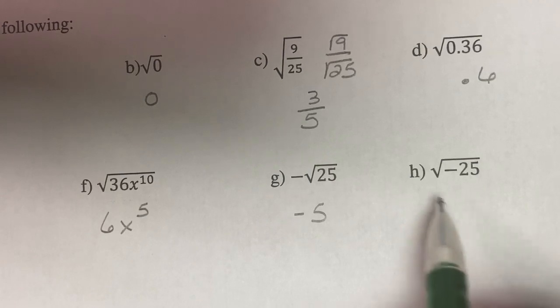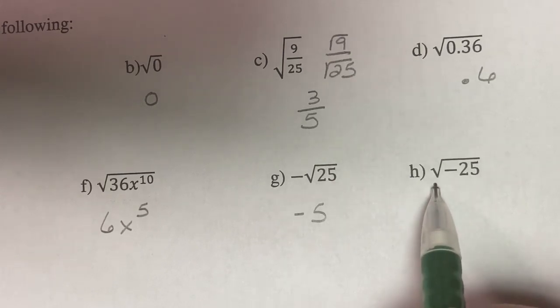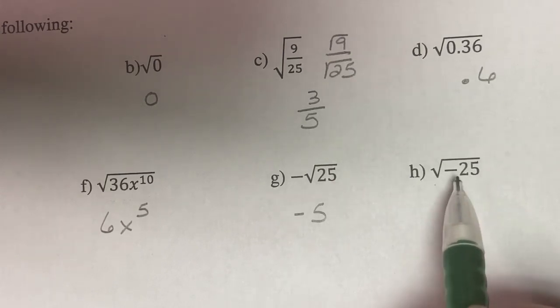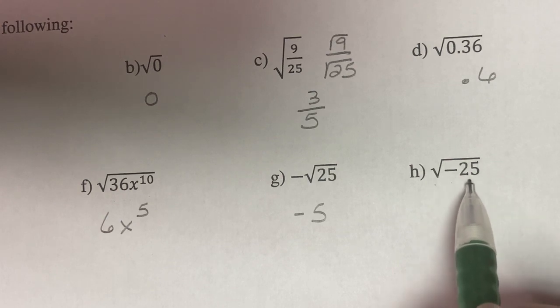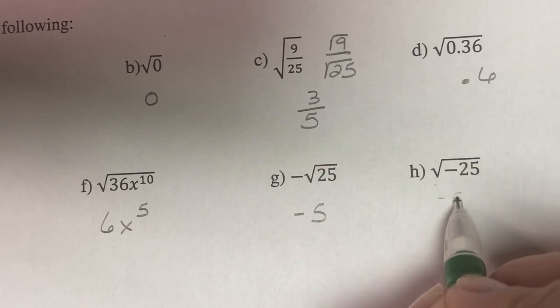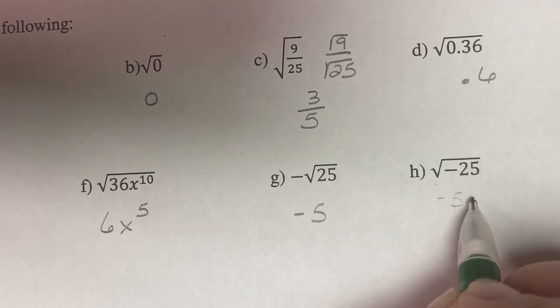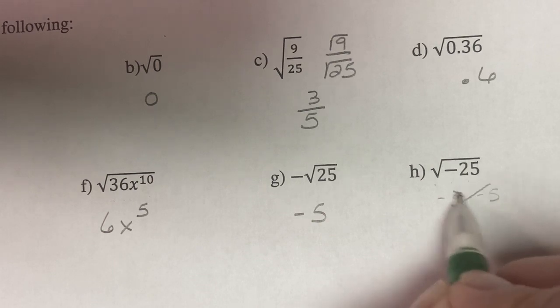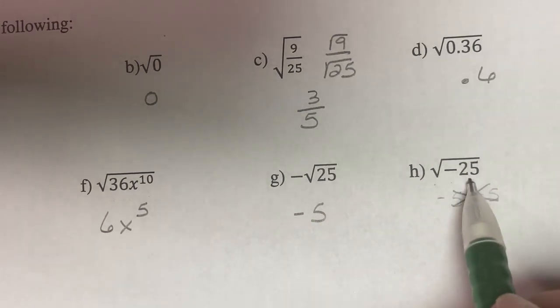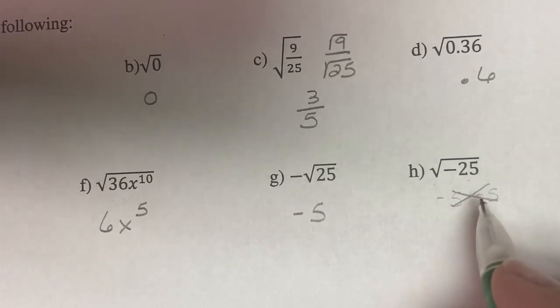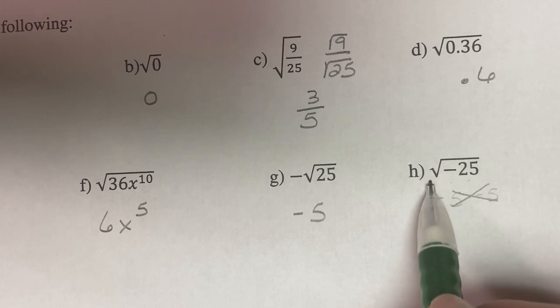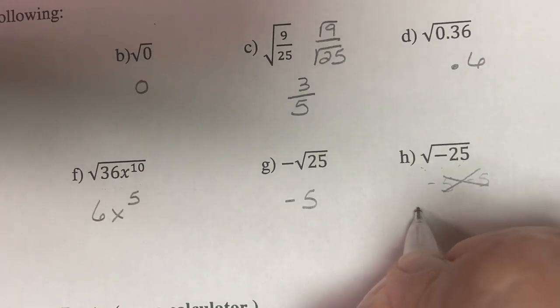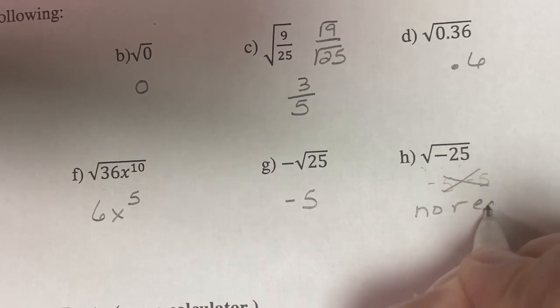Now look at this. This is asking me for the square root of negative 25. In other words, what number, when multiplied by itself, gives me negative 25? Well, you might think it's going to be negative 5. Well, that's not true, because negative 5 times negative 5 is positive 25. And it certainly isn't 5, because 5 times 5 is 25. So for right now, until the end of the chapter, if I'm asked to find the square root of a negative number, there is no real solution.